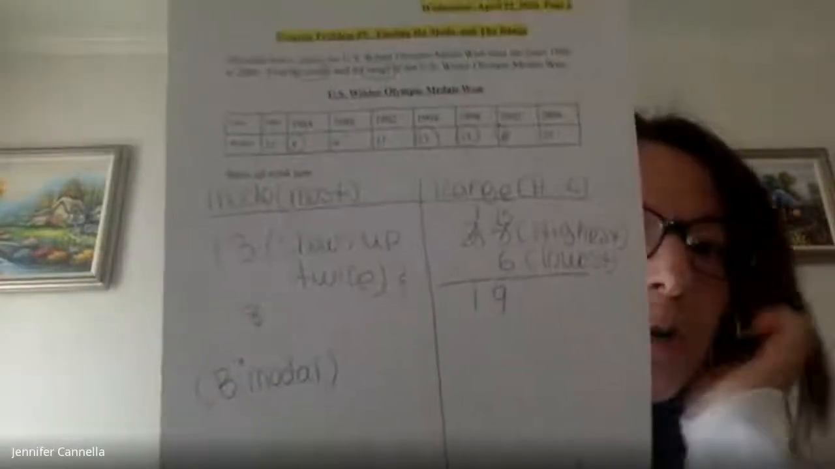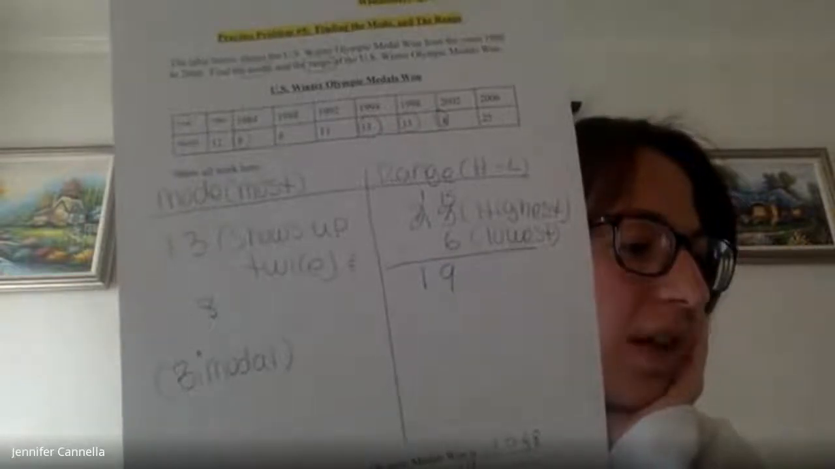Okay, so remember, the mode is the number that shows up the most, and the range is the highest from the lowest. So page 7, problem 6 deals with the mode and the range. Okay? Now we're going to go to Jasmine.